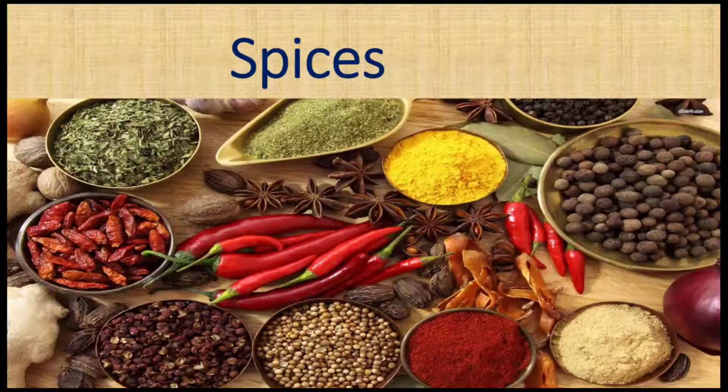Look at the picture, boys. You can see different types of spices. We obtain spices from plants. What are spices? Spices are the seed, fruit, roots or bark of a plant. You know, boys, when your mummy cooks food, she must be using spices to make your food tasty and delicious. Examples of spices are pepper, clove, etc.